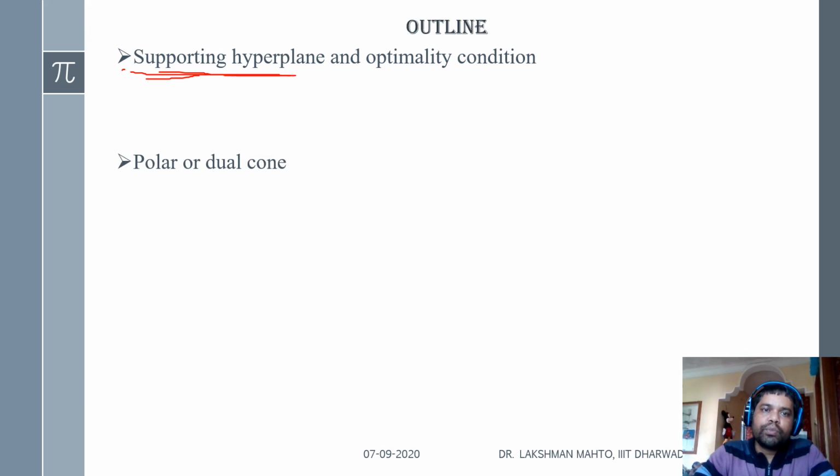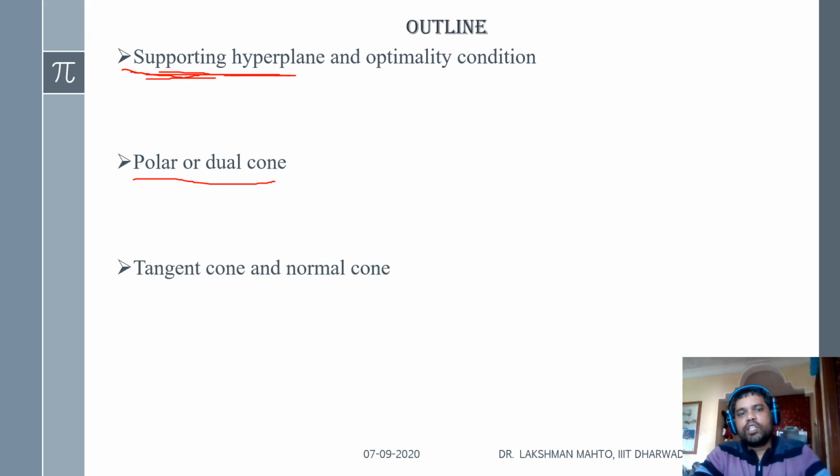Once we cover this supporting hyperplane, then we will discuss polar and dual cones. These are also very important in order to understand the KKT condition and other duality concepts. If you want to define Minkowski sum, Minkowski difference, and different kinds of compositions of convex sets, you need to know a lot about polar cones and dual cones. Then a very specific example of a polar cone we will talk about is what we call the normal cone.